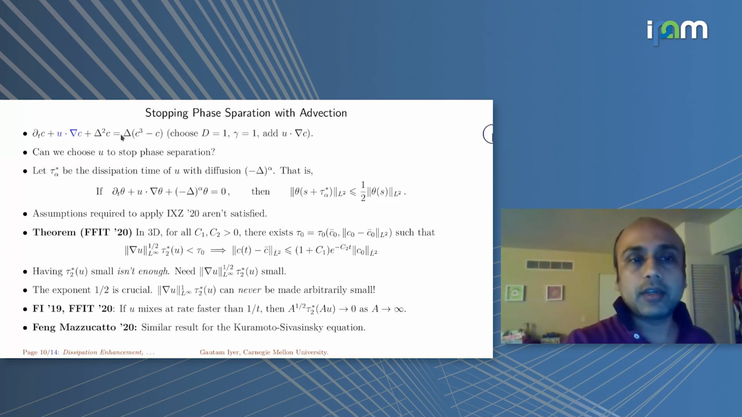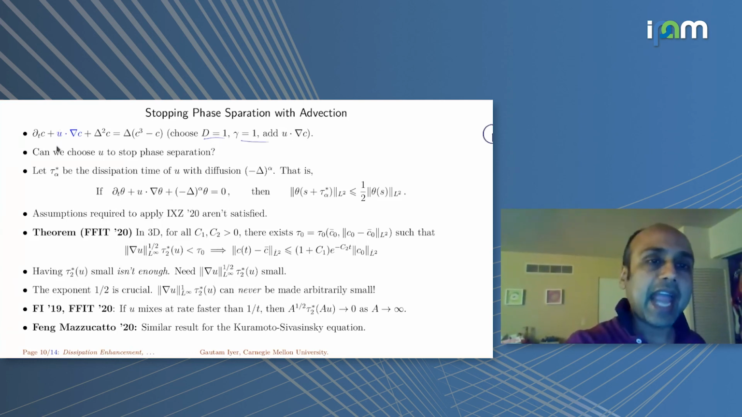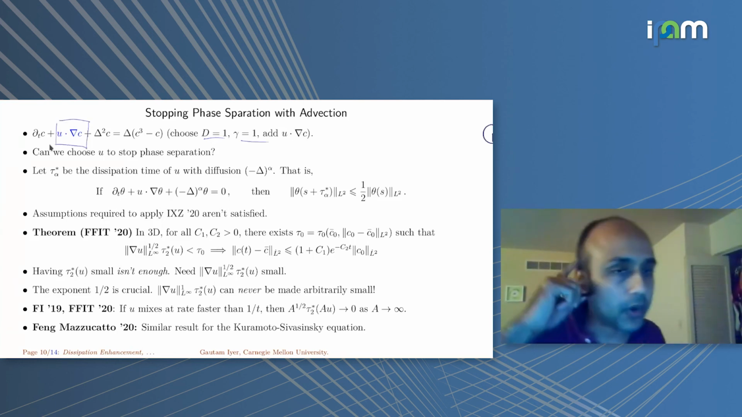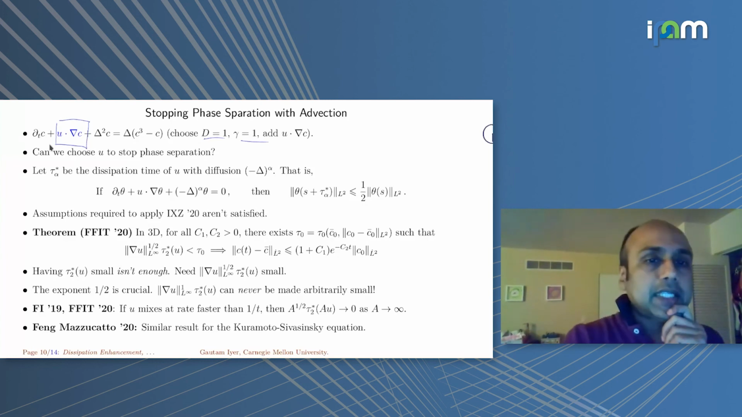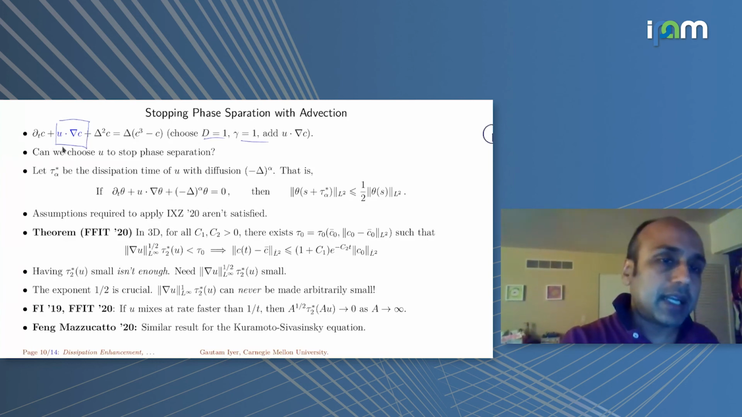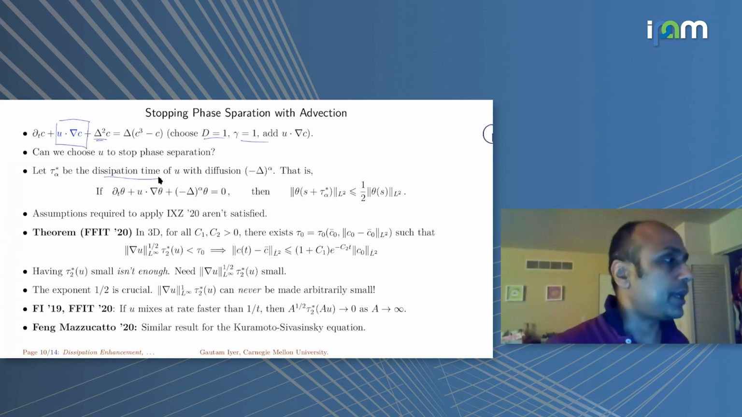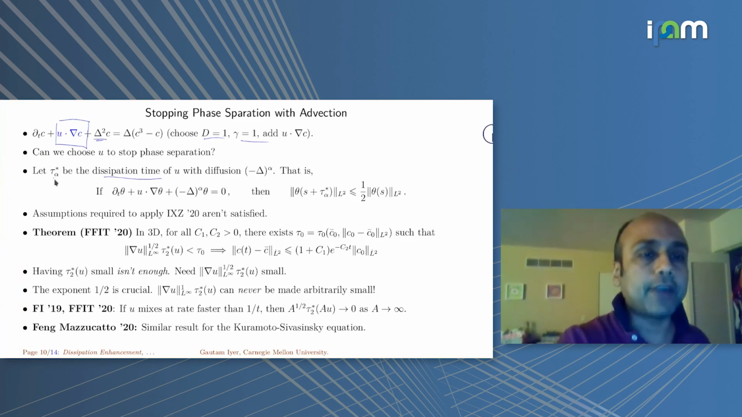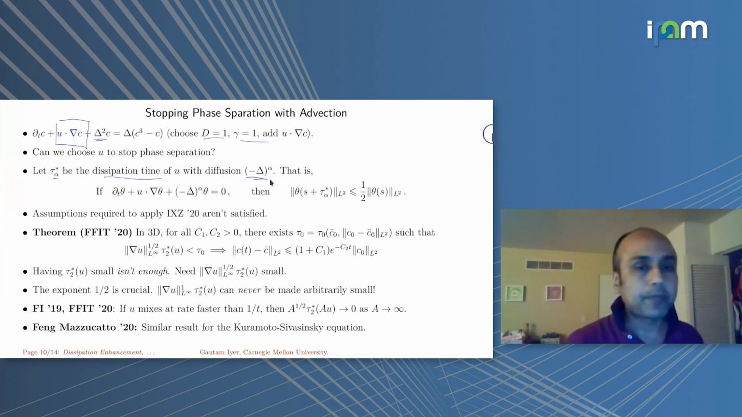So I chose D and gamma to be 1, just for simplicity. Add in convection. So here's the U dot grad C. Can I choose U to stop phase separation? Here's the deal. Instead of one Laplacian, now I have two Laplacians. So instead of the dissipation time with one Laplacian, let me talk about tau star alpha, the dissipation time with alpha Laplacians. Just increase the diffusion to that power.